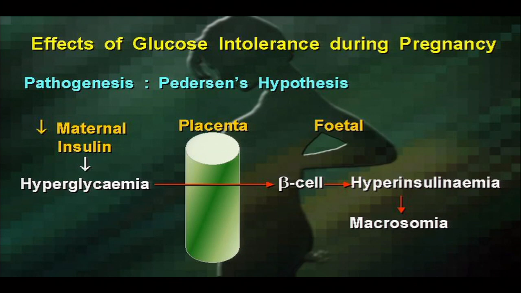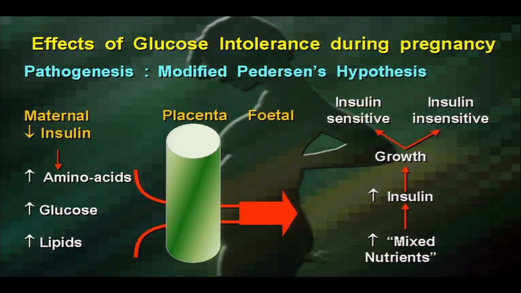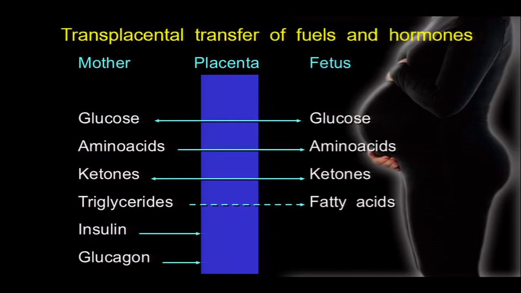which is responsible for macrosomia. This has subsequently been modified to the modified Pedersen's hypothesis, where you have not only glucose but also amino acids and lipids responsible for the so-called mixed nutrient effect on hyperinsulinemia. The growth increases in the fetus in insulin sensitive tissues such as the viscera, while it doesn't affect insulin insensitive tissues such as the brain. And lastly, there is a transplacental transfer of fuels and hormones. Glucose crosses, amino acids cross, ketones cross, but insulin and glucagon from the maternal side do not cross the placenta.